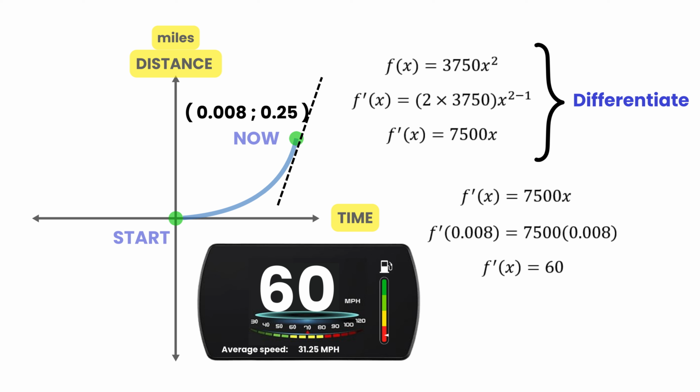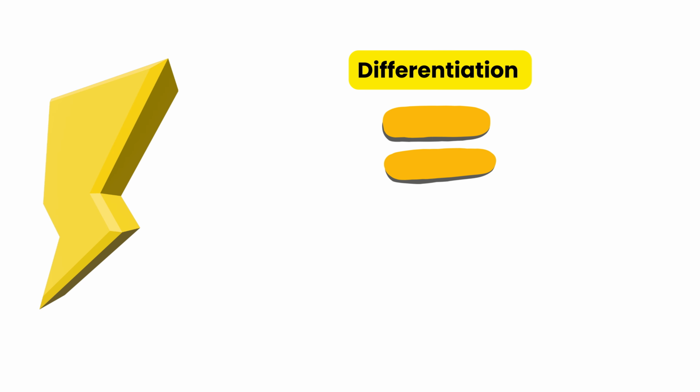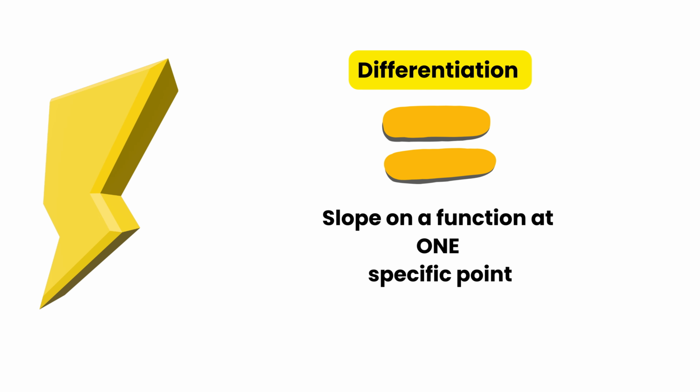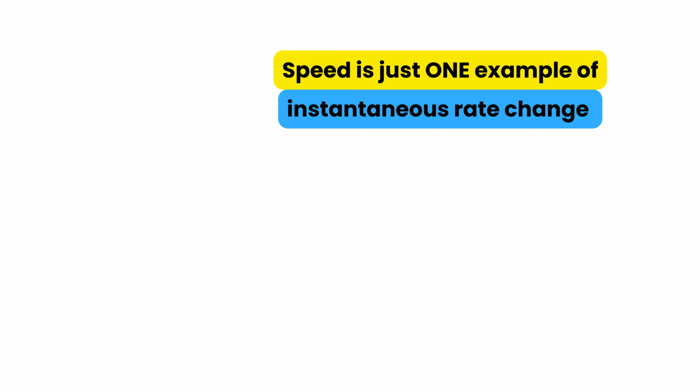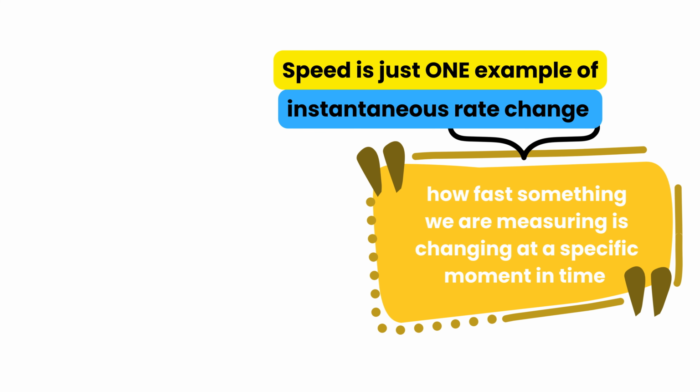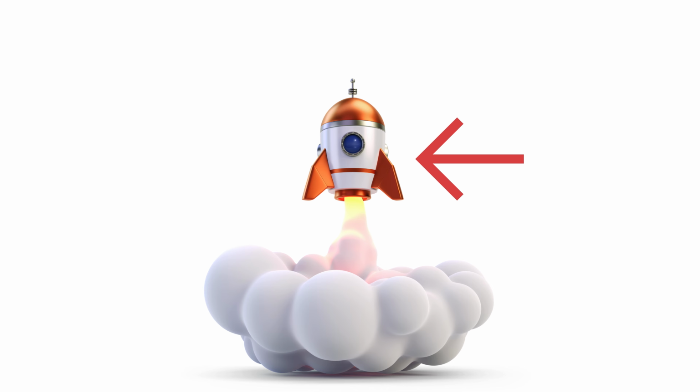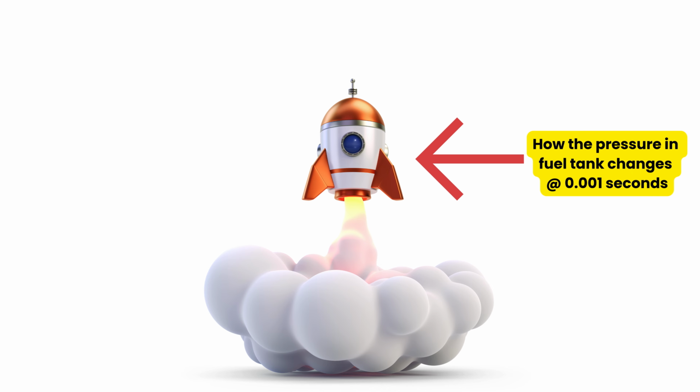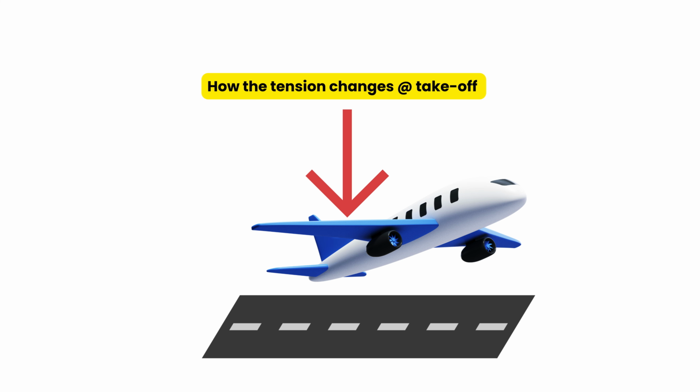For now, the important thing to understand is this. The real power of differentiation is that it allows us to get the slope at one specific point on a function. It might not feel like a superpower just yet, but the applications are literally endless. Speed is just one example, but what differentiation really allows us to do is calculate the instantaneous rate of change. In other words, how fast something is changing at a specific moment. Think about working out the pressure change inside a rocket 0.001 seconds after launch, or the tension change in an airplane wing the moment it leaves the runway.